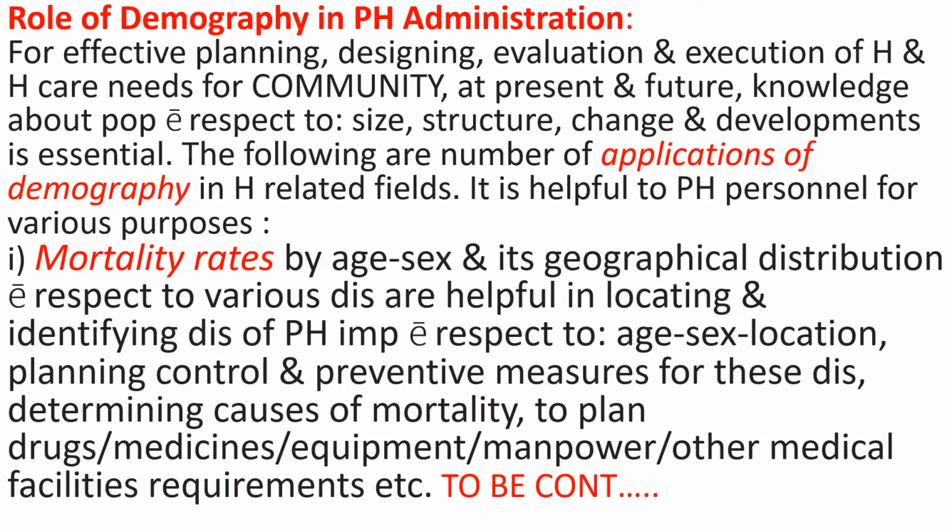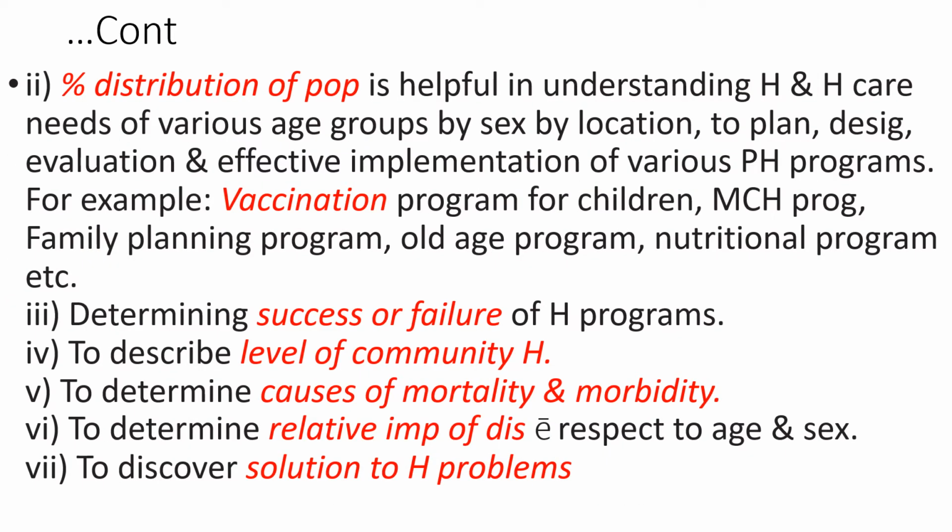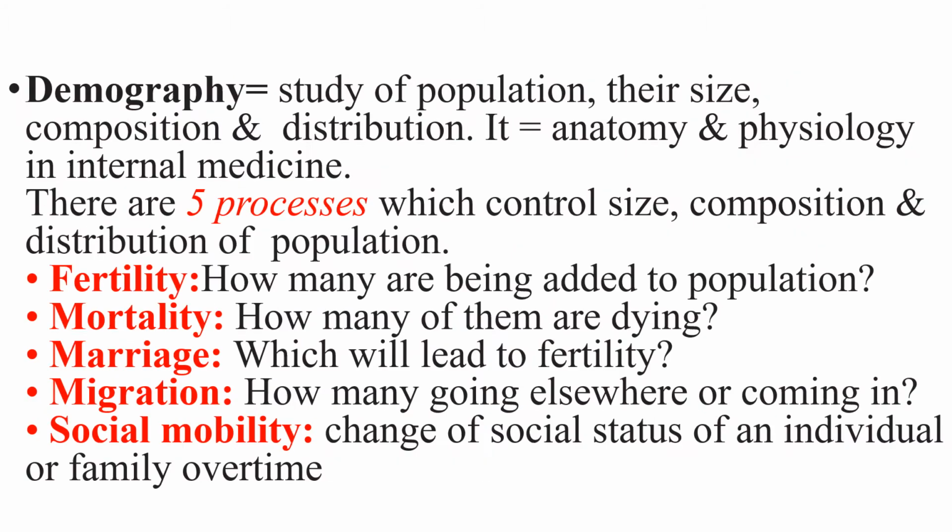First, mortality. Second, distribution, percent distribution. It is important for planning in health programs. Third, determining success or failure of health programs. Describe level of community health. Determine causes of mortality and morbidity. Determine relative importance of disease with respect to age and sex to discover solutions to health problems.